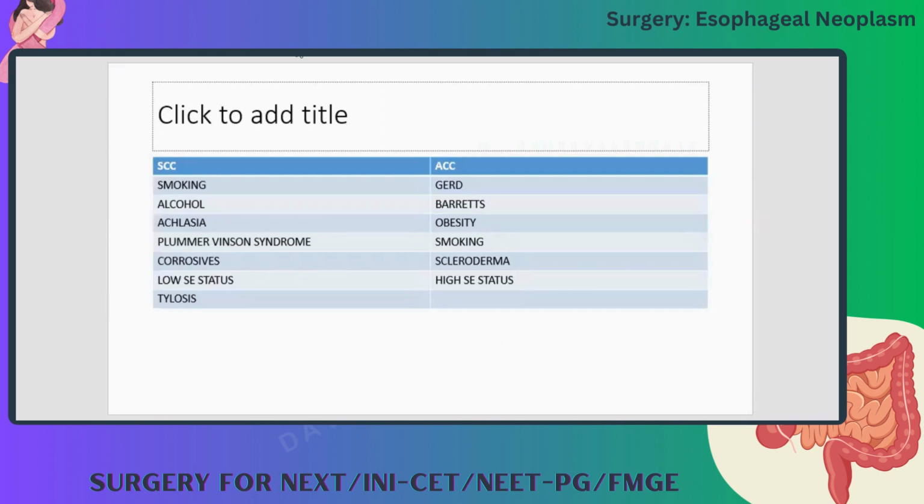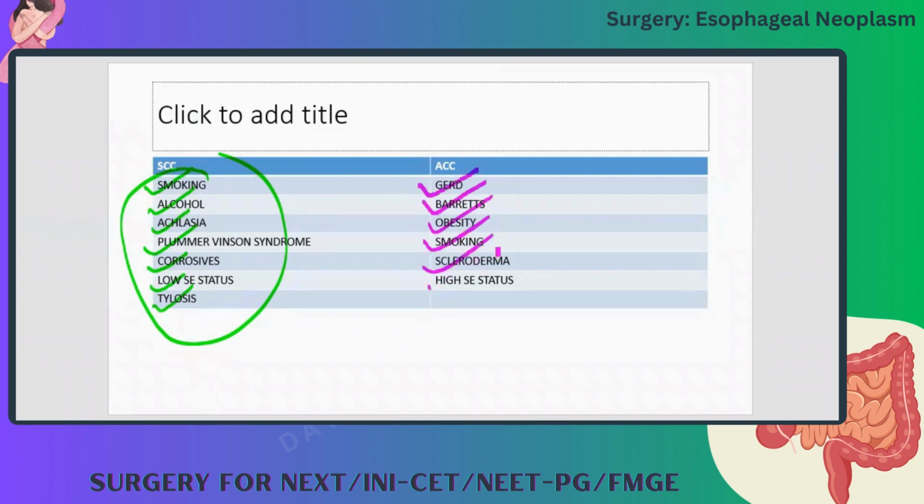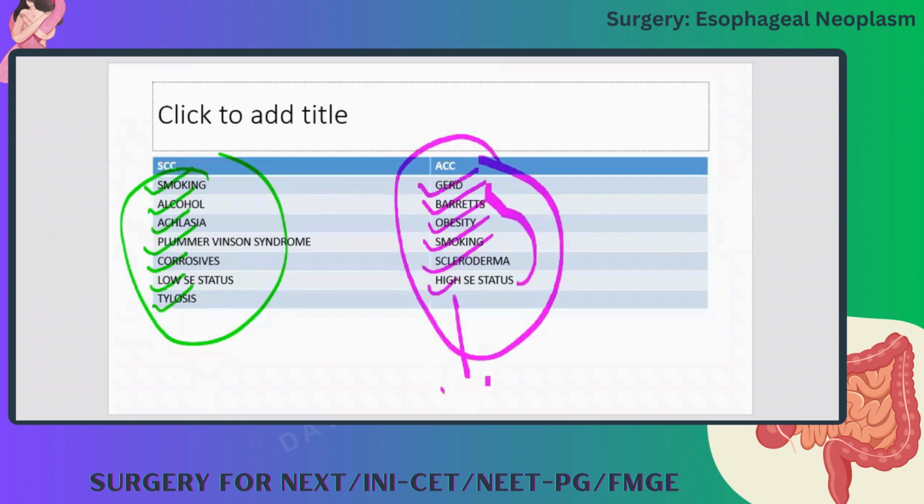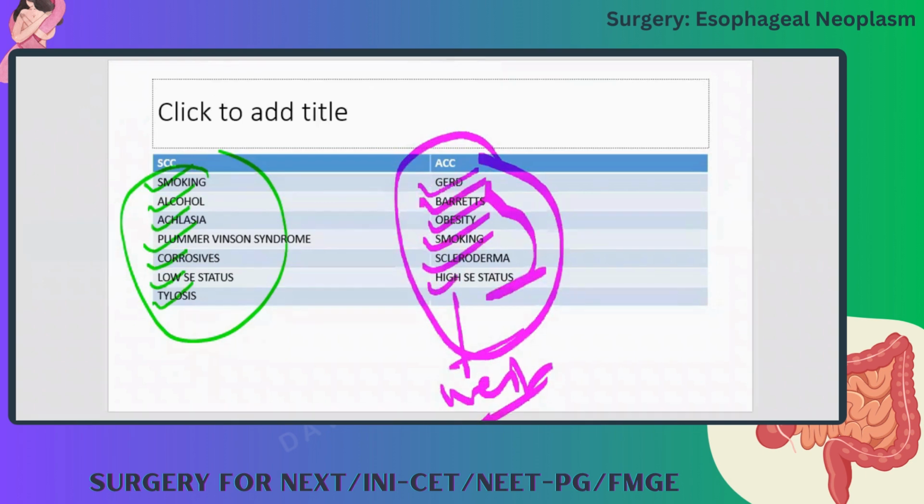Now risk factors. Risk factors for squamous cell carcinoma: smoking, alcohol, achalasia, Plummer-Vinson syndrome, corrosives, low socioeconomic status, tylosis. Tylosis is an autoimmune type of disorder where there will be abnormal fibrous bands. Coming to adenocarcinoma, the risk factors are GERD, Barrett's, obesity, smoking, scleroderma, high socioeconomic status. This is all related to the Western countries.